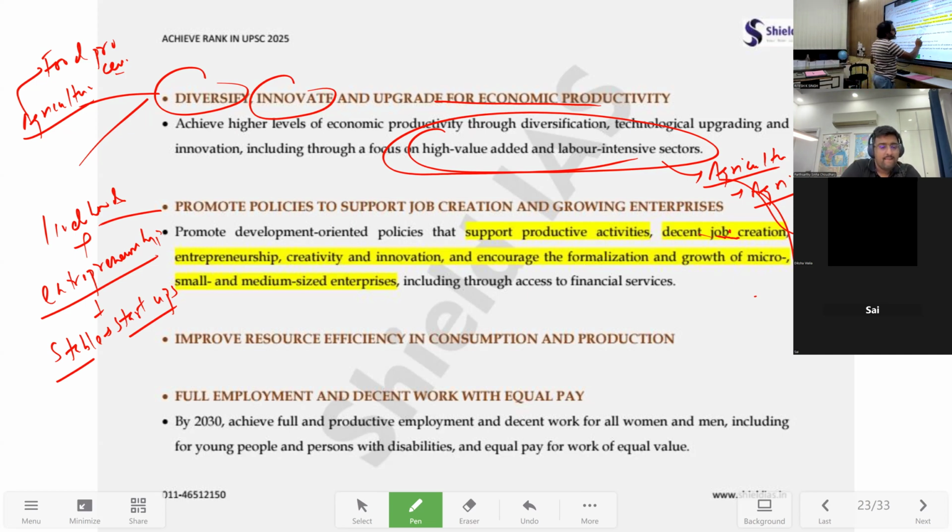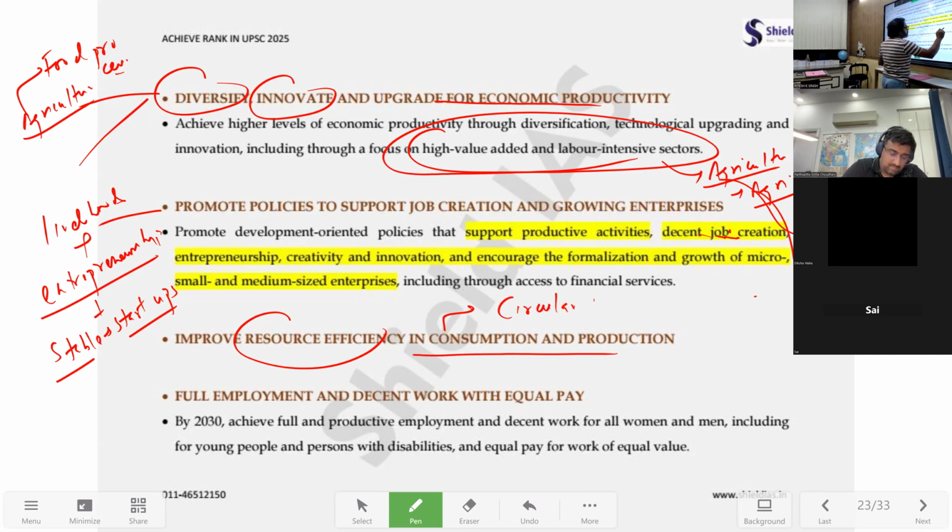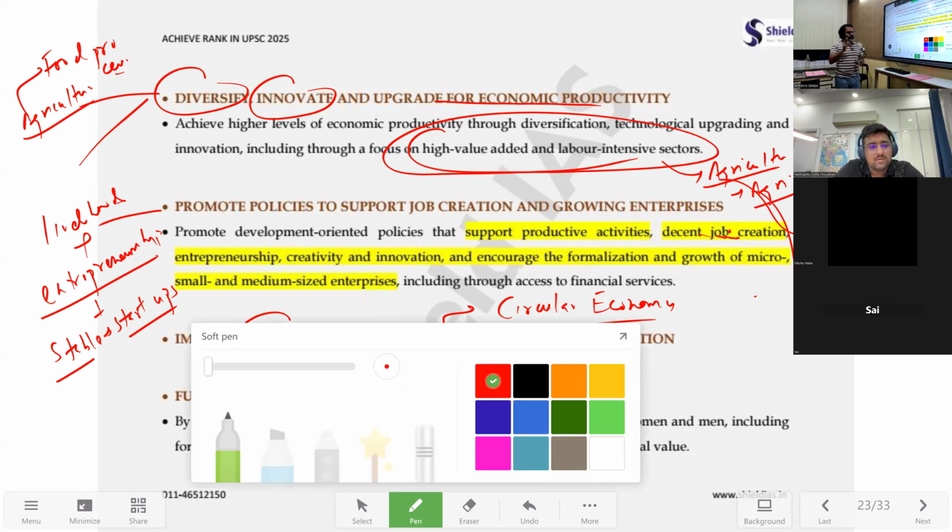Improve resource efficiency in consumption and production. So what does this mean? This means that we need to promote a thing called circular economy, in which the concept of 4 Rs is running: refuse, reduce, and then when waste is generated, it is reconverted into raw material, hence improving resource efficiency. If resources are recycled more and more, they can be reused again and again, improving resource efficiency by preventing use-and-throw consumption methods.